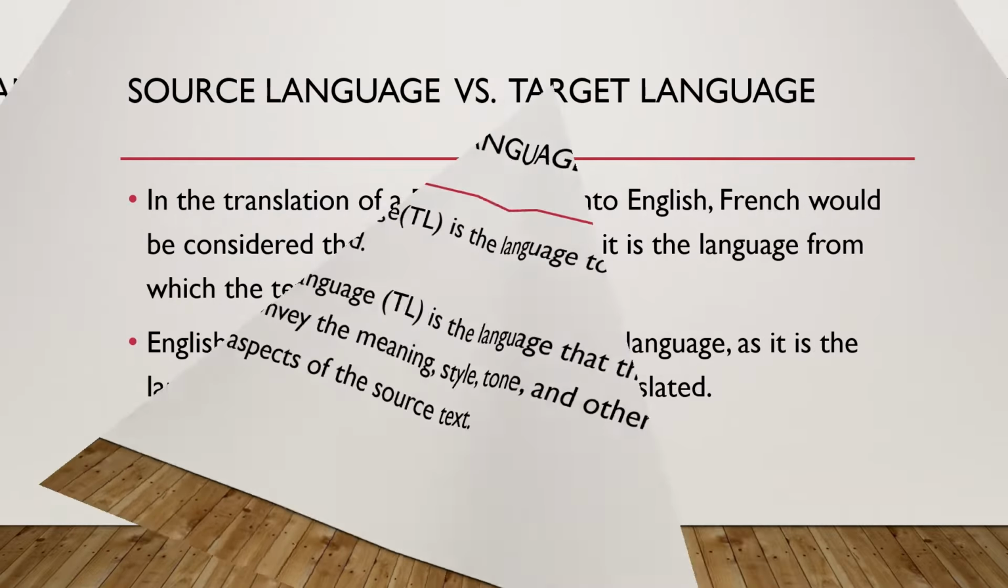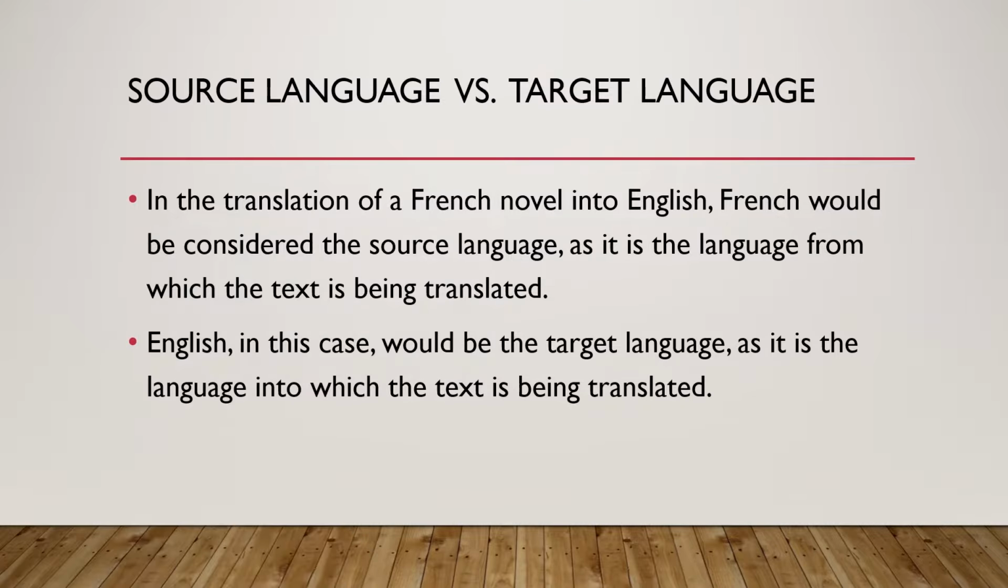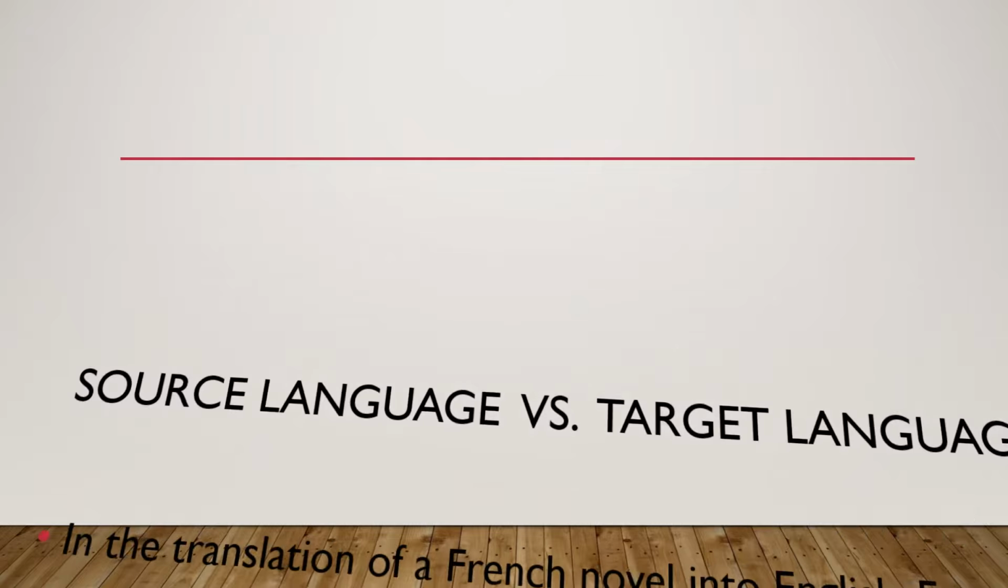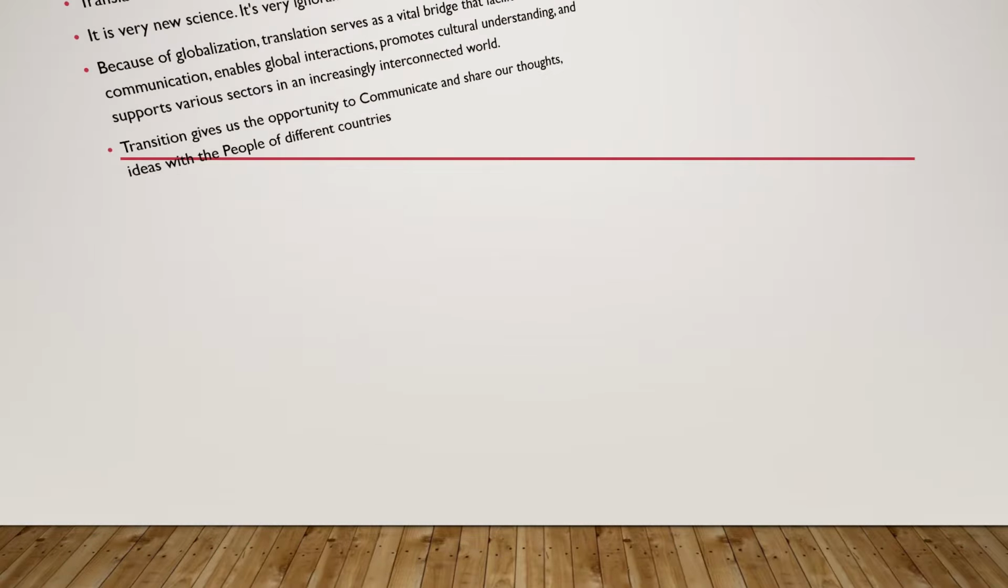In the translation of a French novel into English, French would be considered the source language, as it is the language from which the text is being translated. English, in this case, would be the target language, as it is the language into which the text is being translated. Why is translation important?